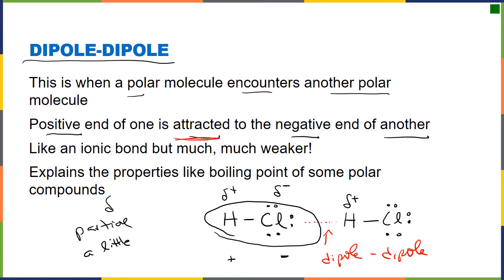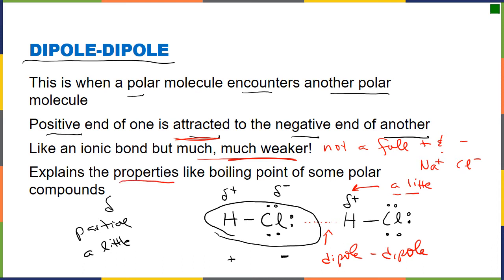This is like an ionic bond, but it is much, much weaker. Why is it much weaker? Because we're not a full positive and negative like Na plus and Cl minus. We're talking partials. Partial means just a little. So it's nowhere near as strong because it's just a little bit positive and negative. Now we're going to find that this is going to explain properties like boiling points of a lot of polar compounds.